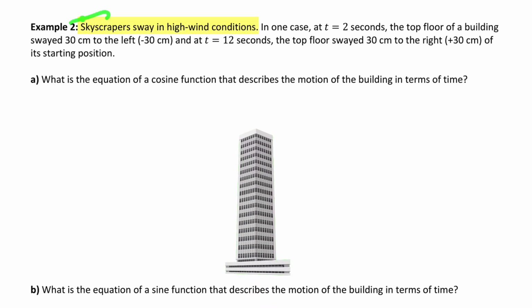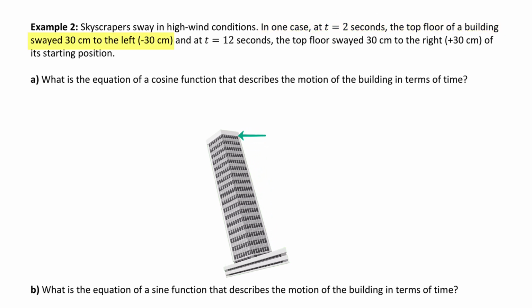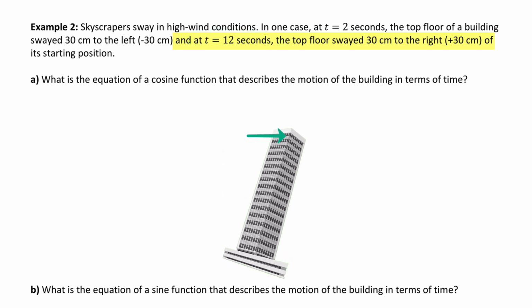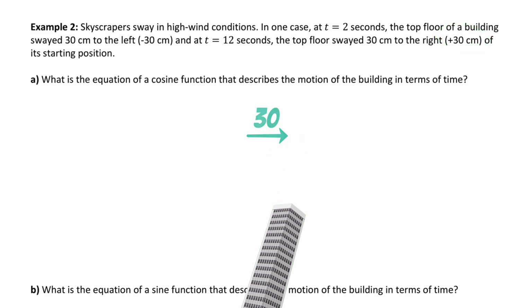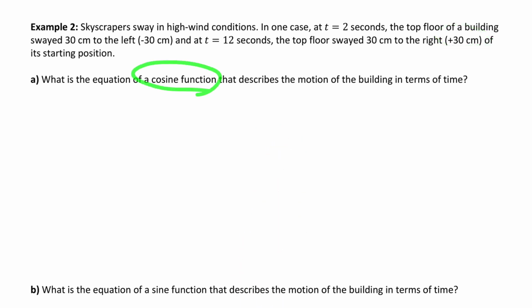It says that skyscrapers sway in high wind conditions. In one case, at t equals 2 seconds, the top floor of a building swayed 30 centimeters to the left, which we're going to represent with negative 30 centimeters. So the negative just means from its neutral position, it has gone 30 to the left. And at t equals 12 seconds, the top floor has swayed 30 centimeters to the right of its neutral position, which we represent with a value of plus 30. Let's model this relationship with a cosine function that describes the motion of the building in terms of time.